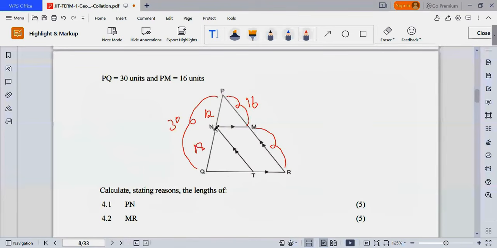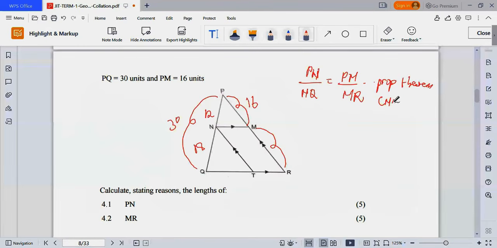So we can see that there is a parallel line drawn to one side of the triangle, which means our prop theorem applies. So again, for this one, we can simply say PN over NQ is equal to PM over MR. So we can see, once again, this is prop theorem because there's a line drawn parallel to one side.